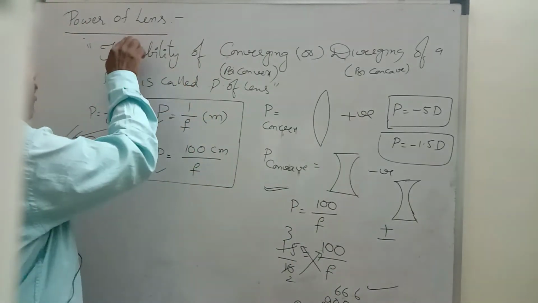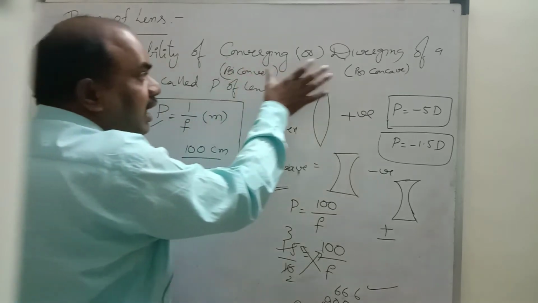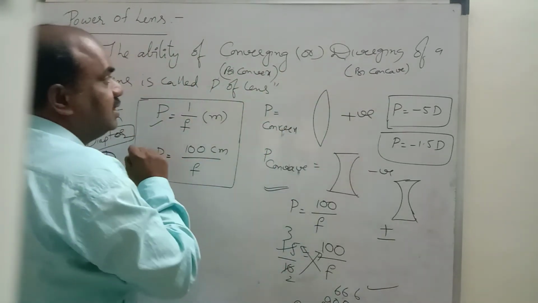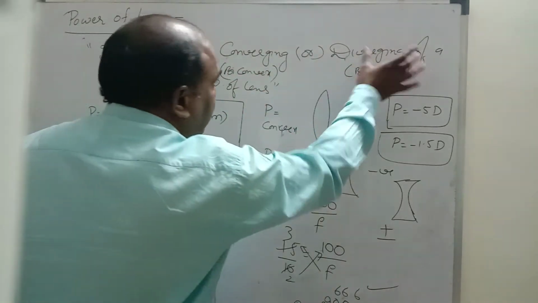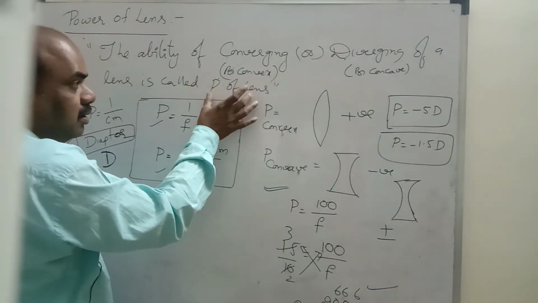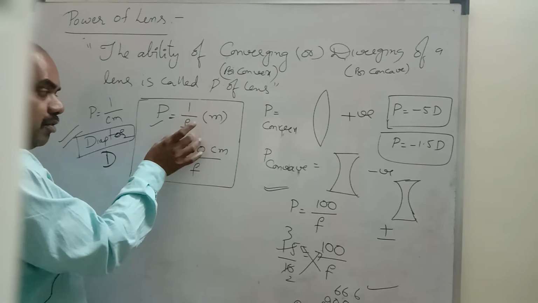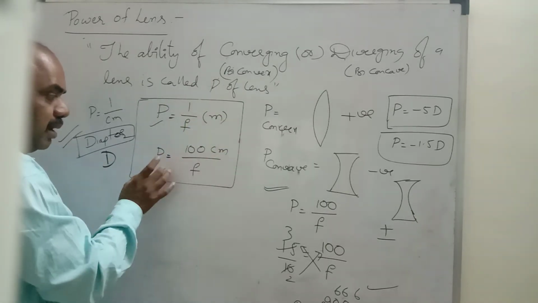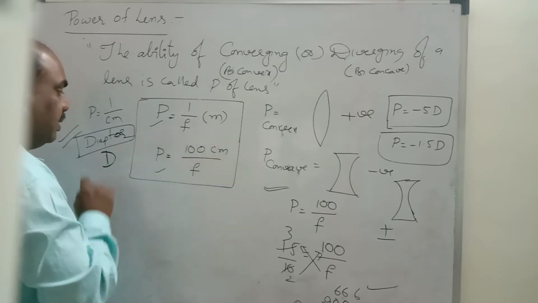Once again, power of lens: the ability of converging or diverging of a lens. This is a converging lens, this is a diverging lens. The ability of converging or diverging of a lens is called power of lens. Power of lens formula is 1 by F if focal length is given in meter. If focal length is given in centimeter, power of lens is equal to 100 by F in centimeter.